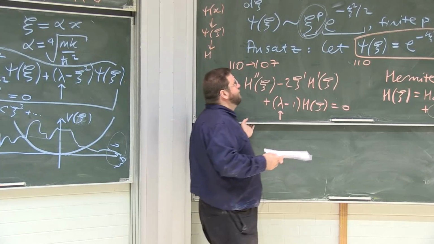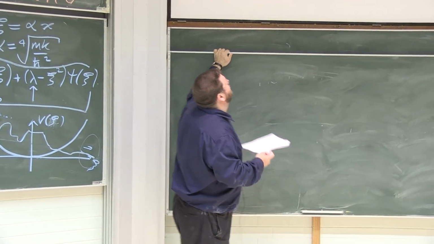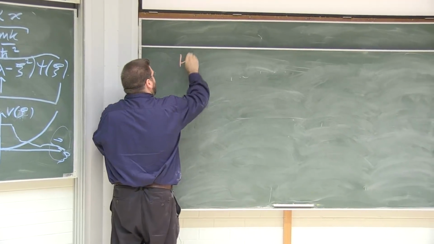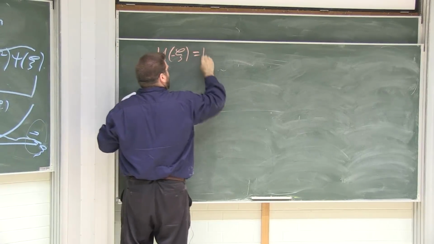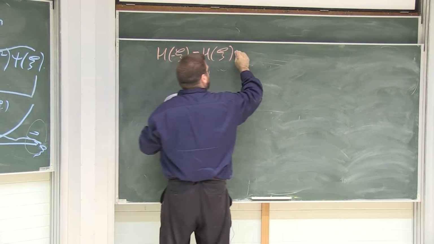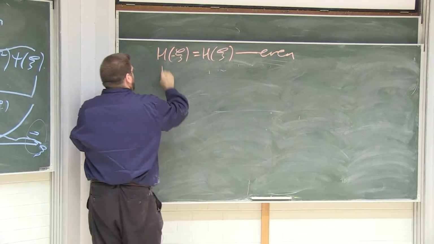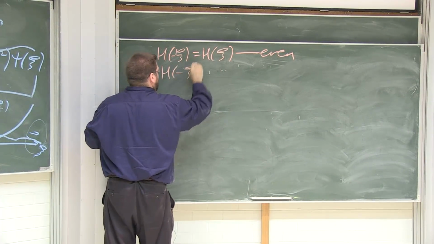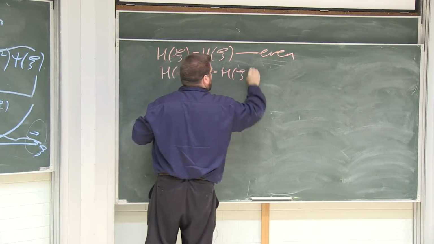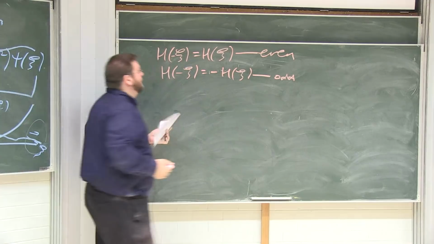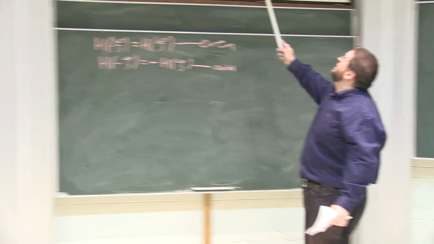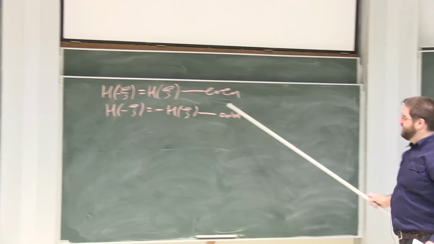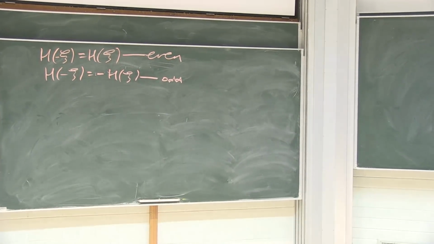Now, I want to separately seek even and odd solutions. An even solution, if I have h of minus psi, that's the same as h of psi. That's an even function. We can have odd functions. And the reason I can do that is because arbitrary functions can be written as a sum of even and odd. So let's separately seek these even and odd solutions.